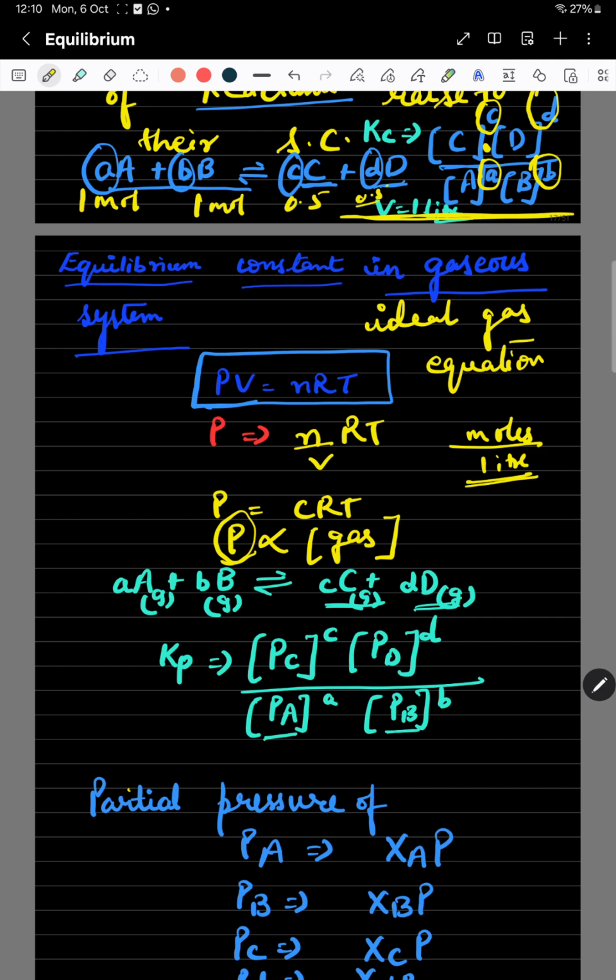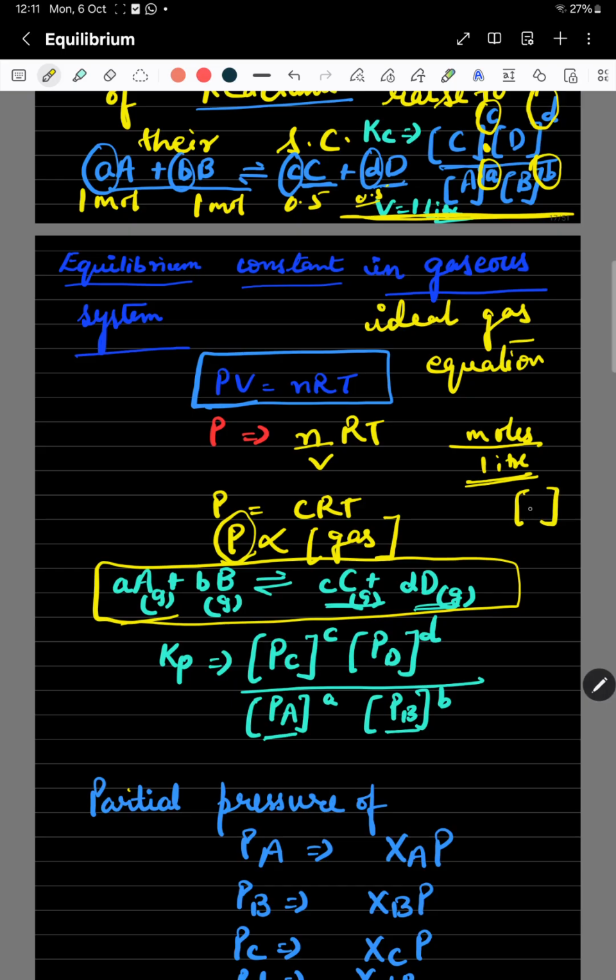Now here suppose you have a chemical reaction aA plus bB, in a reversible manner forming cC plus dD. Suppose we are talking about the chemical reaction which is taking place, the reacting species, where we are not taking concentration amounts like molarity, normality.